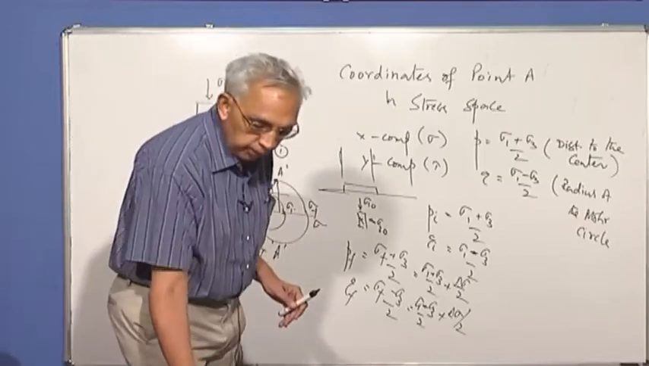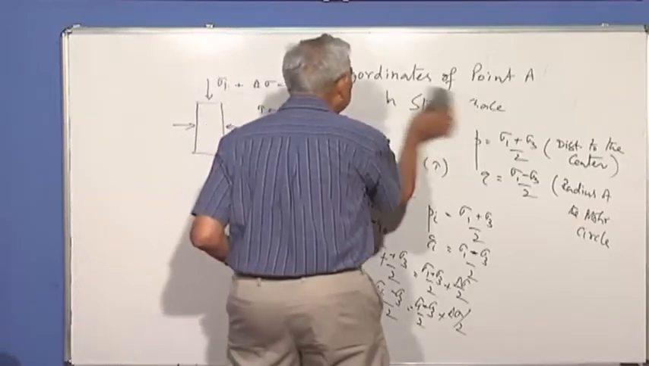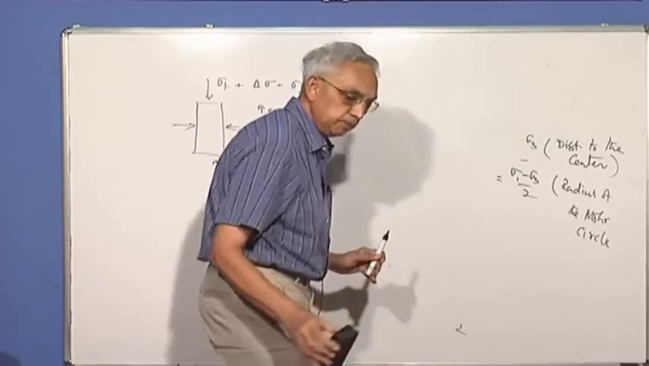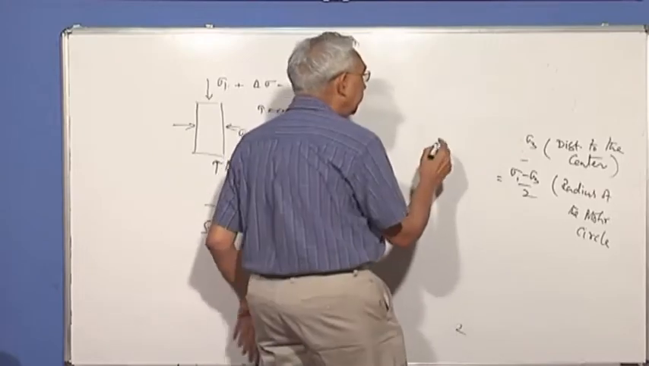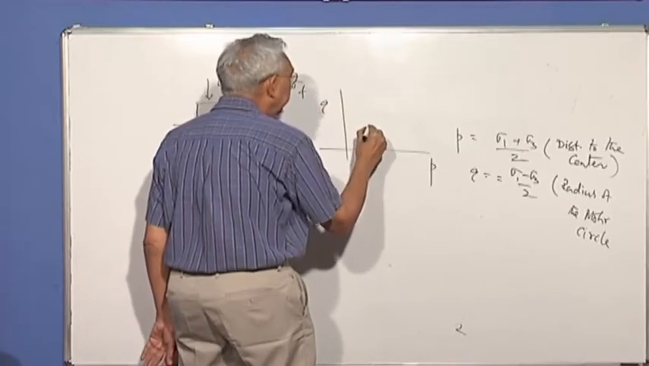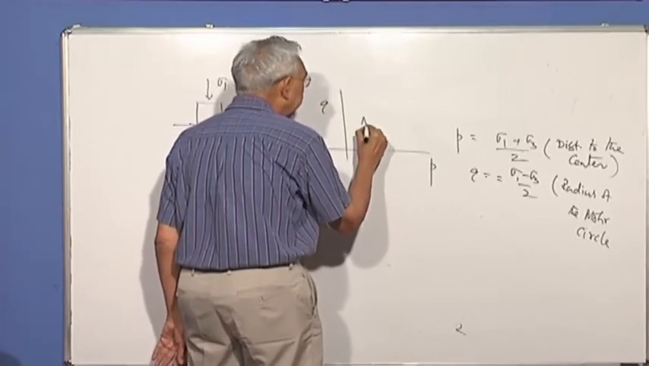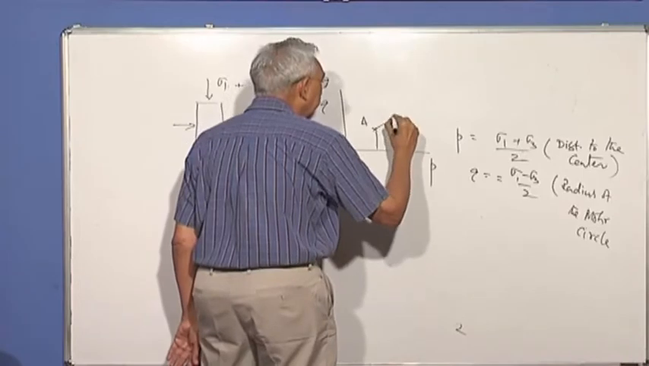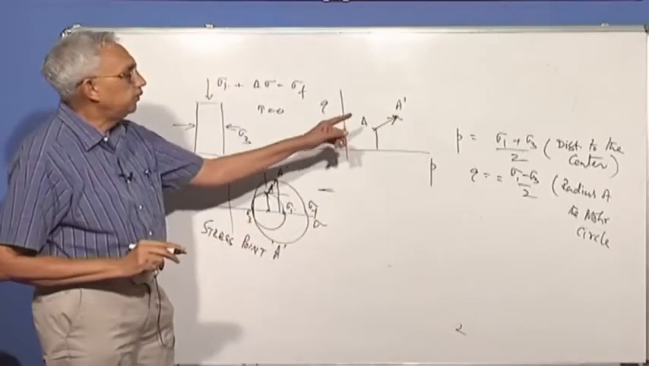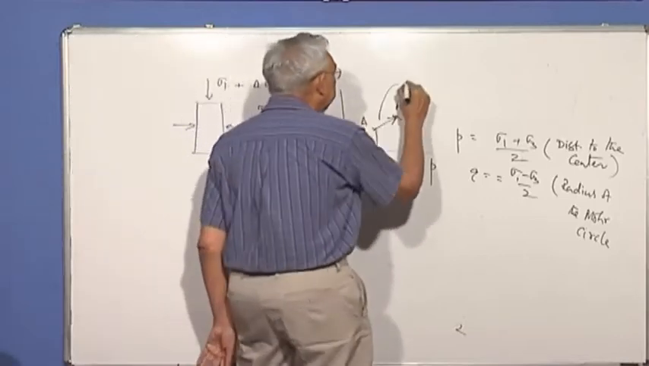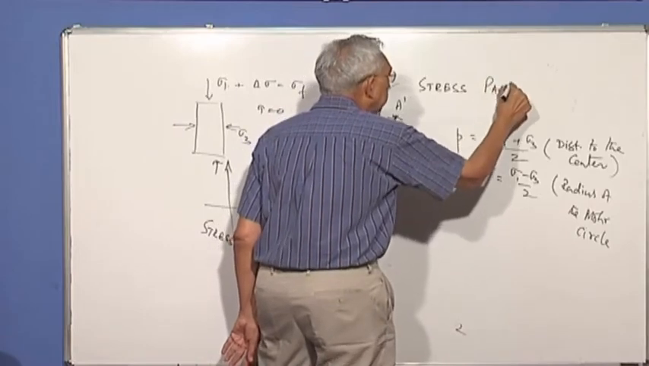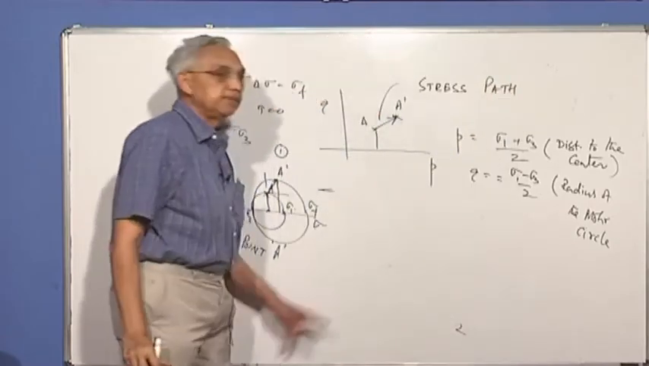So we can also plot, instead of sigma 1 and tau, in terms of p and q. These are very simple definitions, so you should not have any problem. Suppose I plot p and q, it's easy for me to now say this is point A, this is point A prime. So the stresses in the soil go from A to A prime, and this is called the stress path, which has a very, very important application because the behavior of the soil is a function of the stress path.